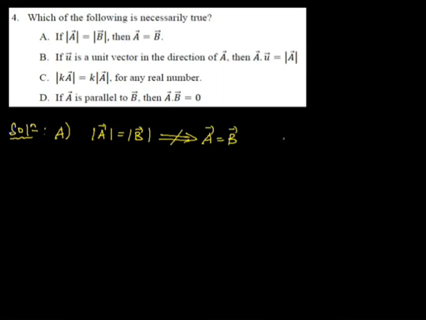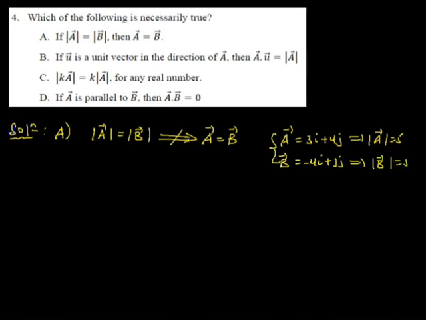For example, you can take vector A as 3i plus 4j. Obviously, the magnitude of this vector is 5. And you can also consider vector B as minus 4i plus 3j. Still, the magnitude of vector B is also 5. But these two vectors are not the same. The magnitude of the two vectors being the same doesn't mean that the two vectors are the same. Therefore, A is wrong. Let's check for B.